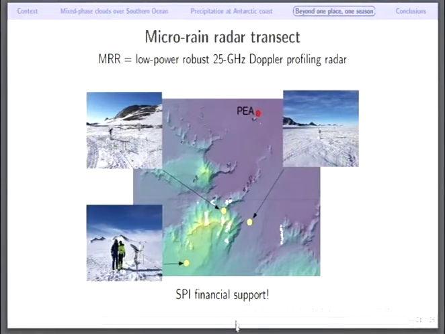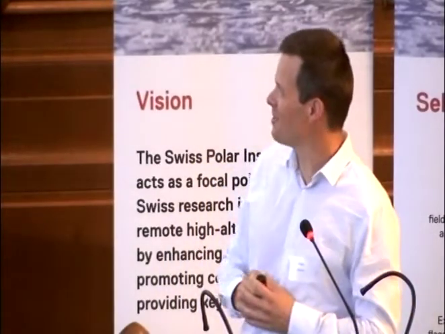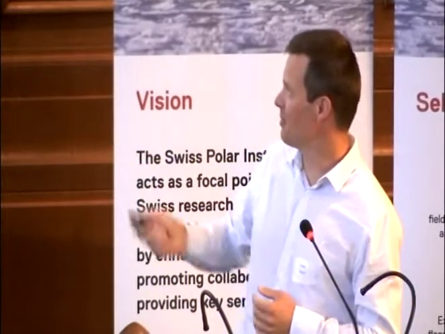And I mentioned that because that's a first, very preliminary, very simple effort to have a transect. So not only one place, but distributed measurements with rather complex instruments. And I also mentioned that because SPI was helping us financially for this, both myself and Alfonso, the student.